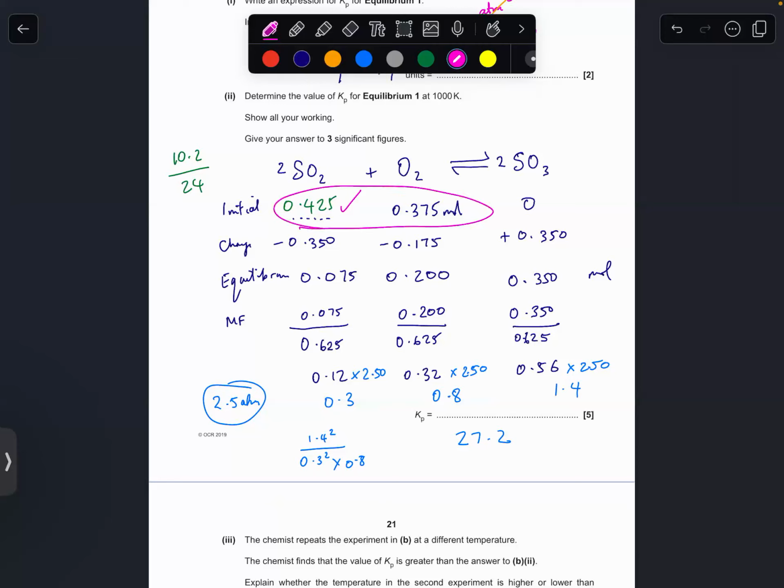You get 1 mark for these. 625. Yep, you get 1 mark for the total mole. You got the partial pressures, which are over here, and the last mark for the answer. Wonderful.